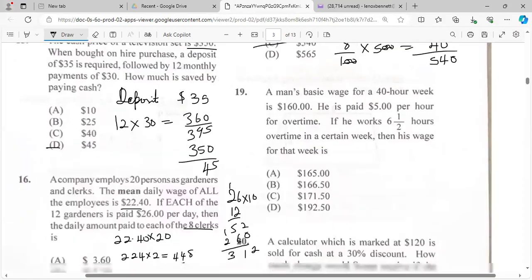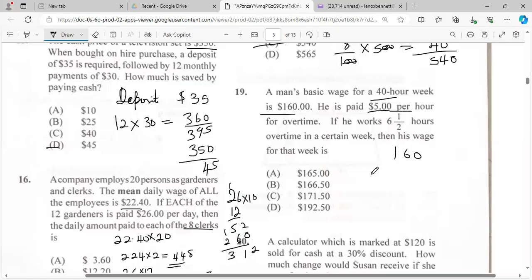Number 19 says a man's basic wage for a 40-hour week is $160. He's paid $5 per hour for overtime. If he works 6.5 hours overtime in a certain week, then his wage for that week is, let me break it down first of all. So you work 46.5 hours, but they already give you 160. So you get 160, that's how you get the 40 hours.